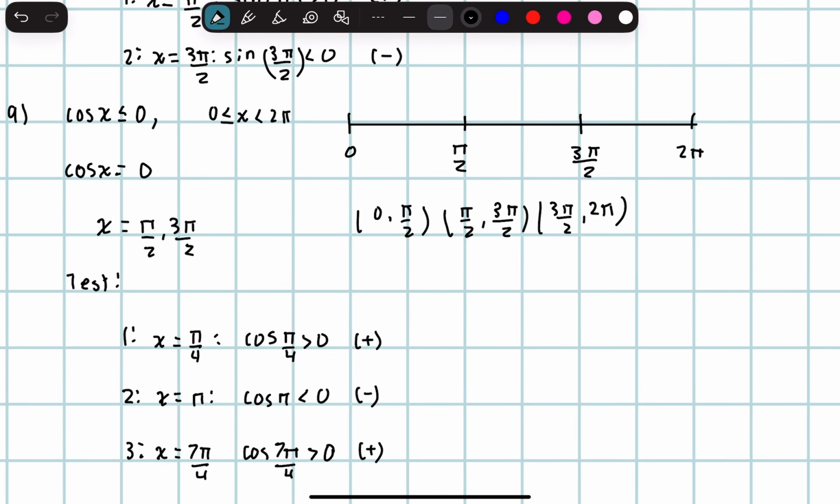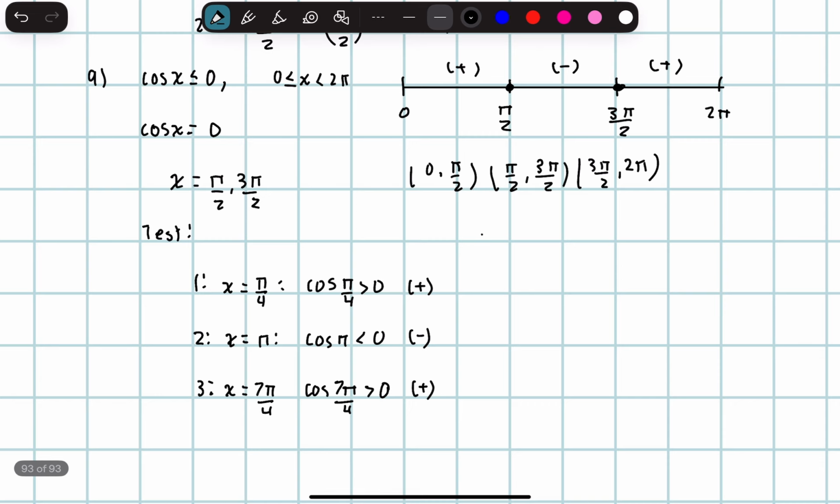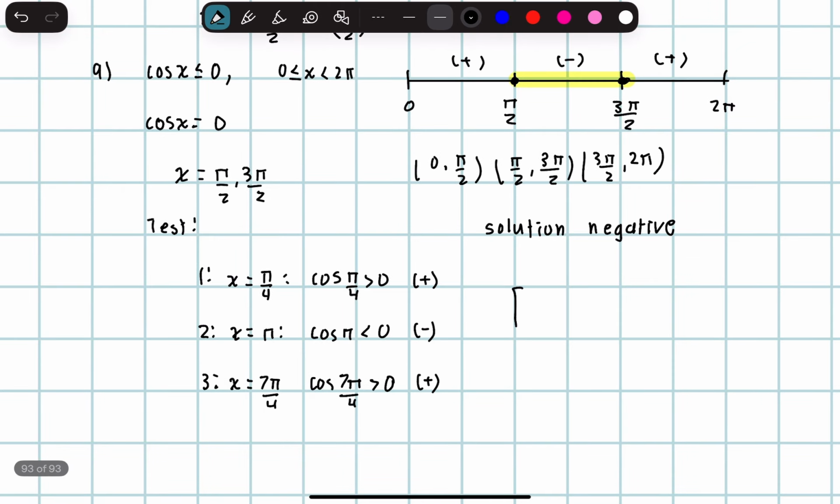So now we can label our intervals. For the first interval, we have positive, then negative, then positive. Now we include the zeros, which means we include pi over 2 and 3 pi over 2. For our solution, we want the solutions to be negative. So that means we highlight the interval that is negative, which is that interval. So our solution is also inclusive, so it includes both zeros, inclusive of zeros.